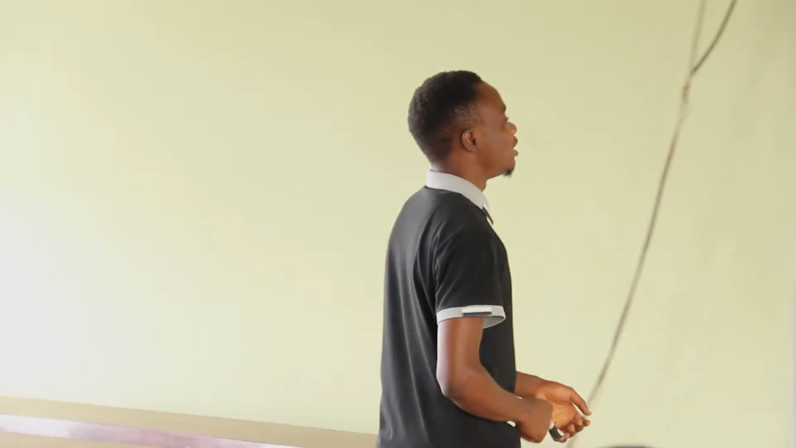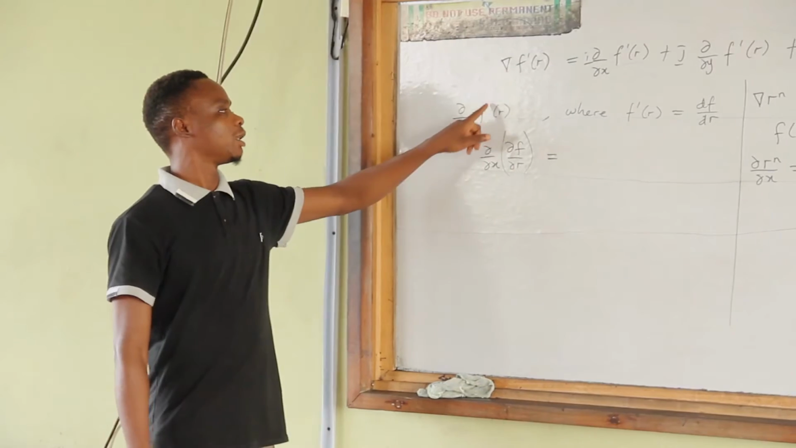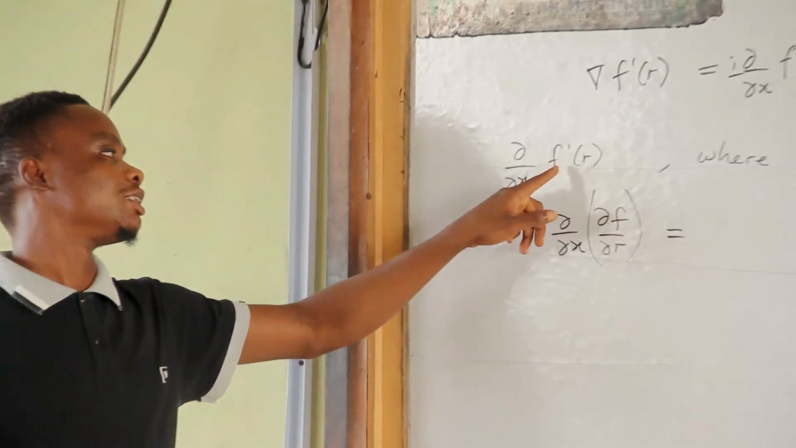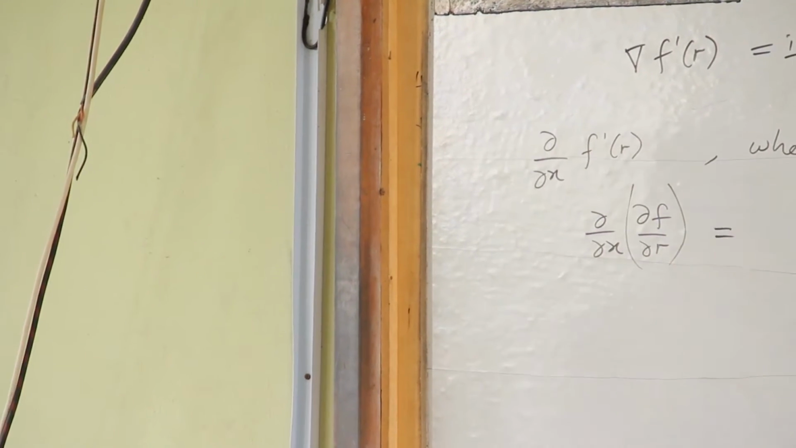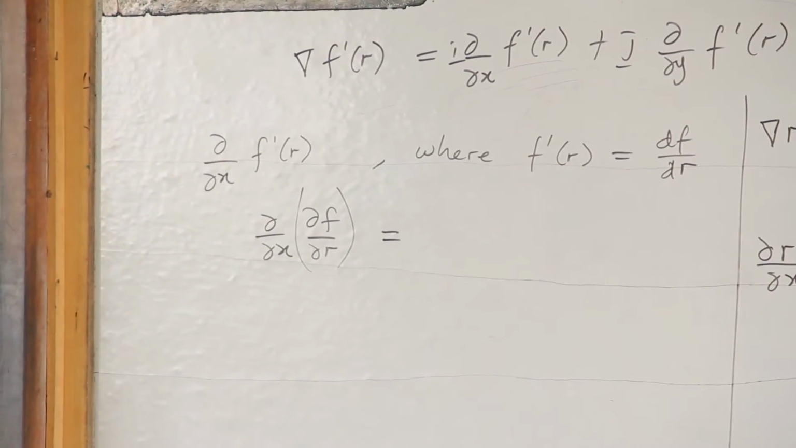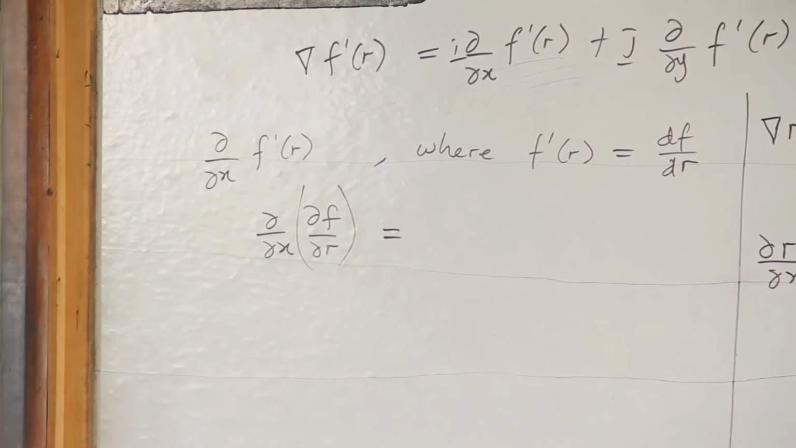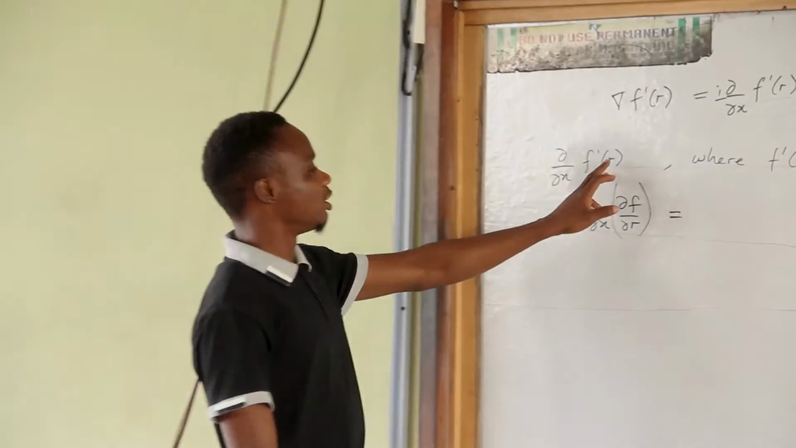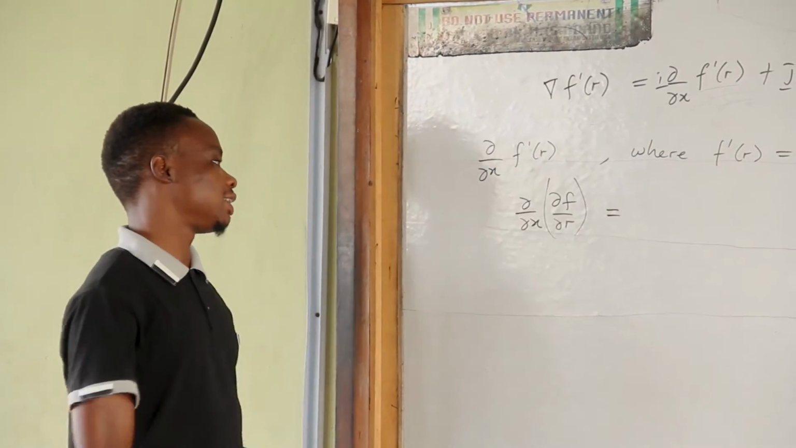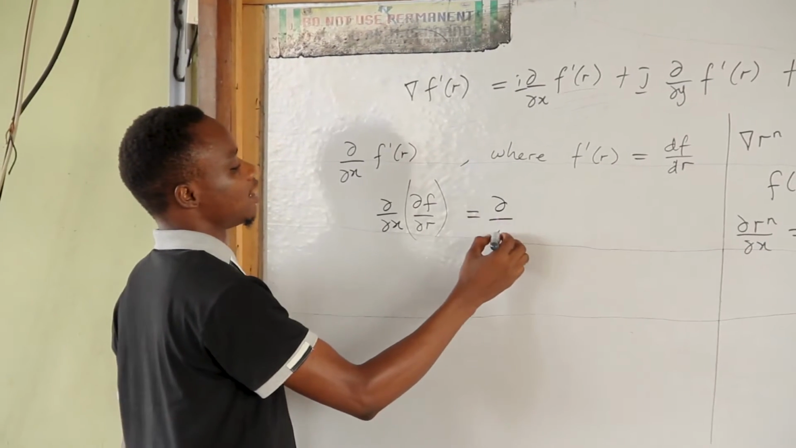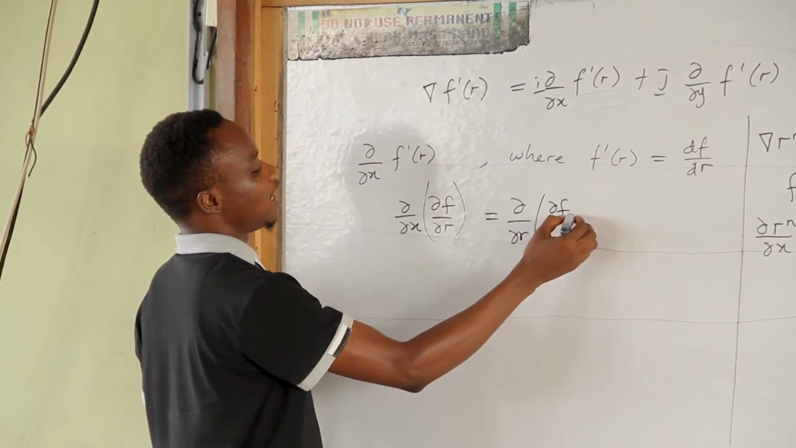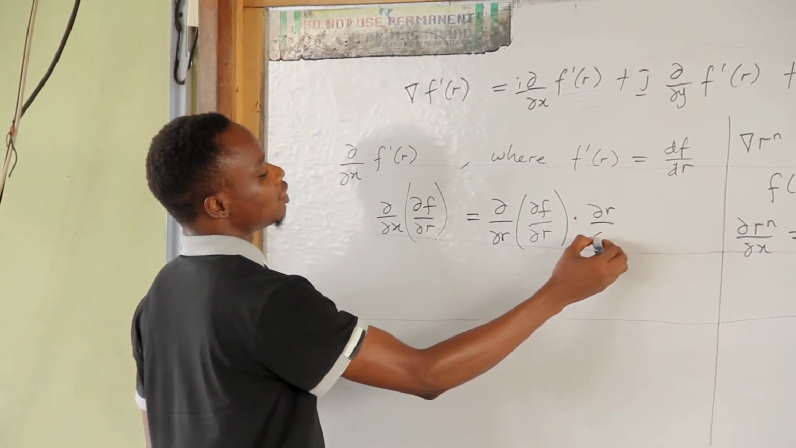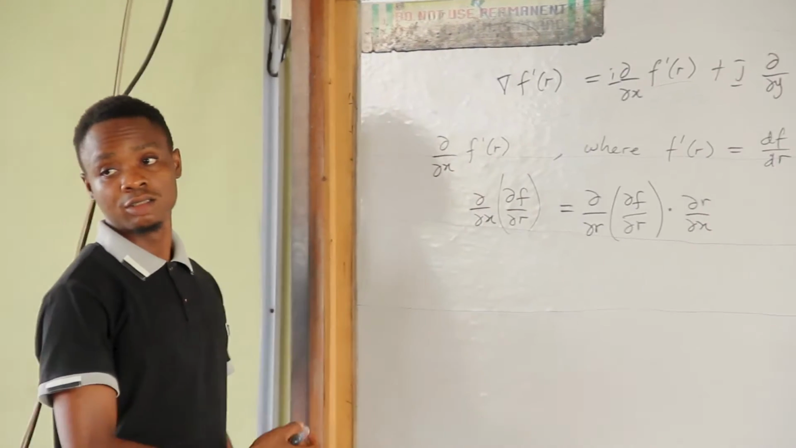Okay, look at something. Forget about the prime for a moment. If something is a function of r and you differentiate it, the result is still a function of r. The derivative you have obtained is still a function of r. Does that make sense to you? So you will treat it the same way you will treat a normal function of r. So if I want to differentiate this, I will just write this as del del r of del f del r, then I'll multiply the result by del r del x. Does that make sense?